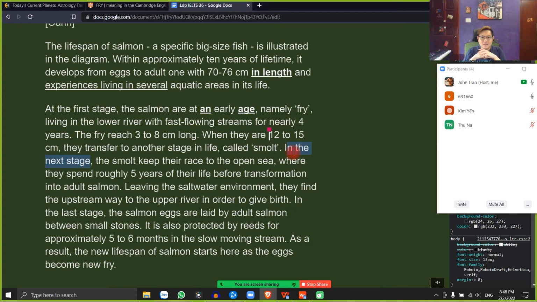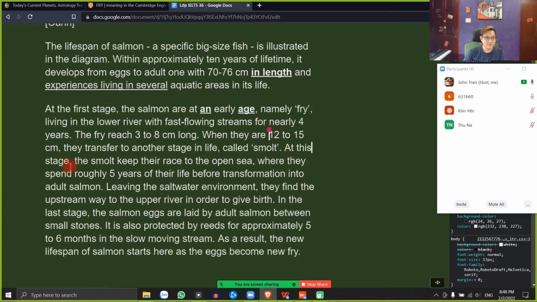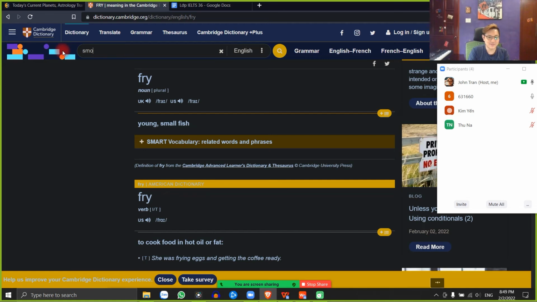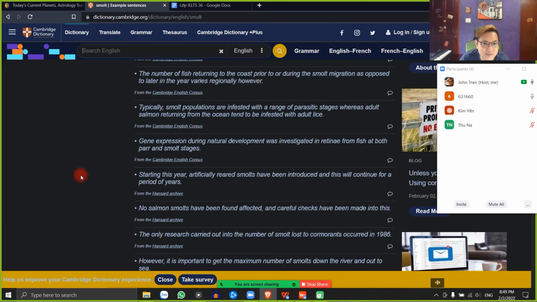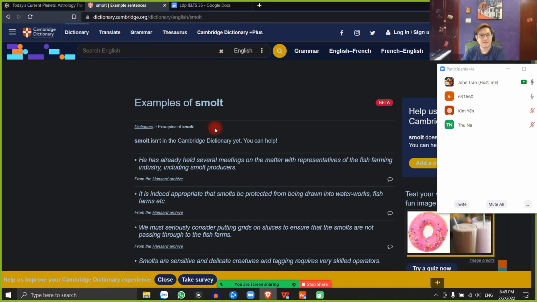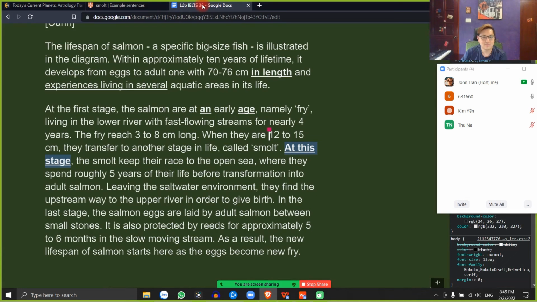At this stage. In this stage, is that what you're saying? At this stage? There you go. This is easy to misunderstand. At this stage, don't cause confusion at this point, okay? At this stage, the smolt. Let me check. Not so sure if smolt is countable or not. It's a word that's not even in a dictionary yet.